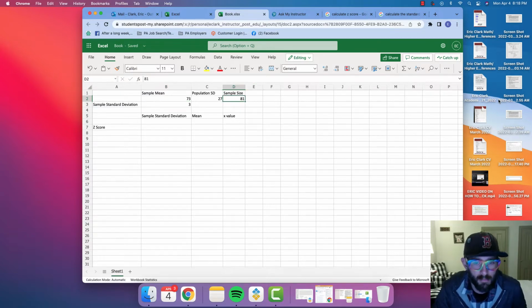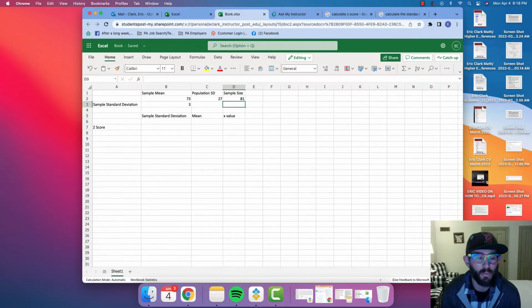Now if we change the sample size to 36, we're going to have a different sample standard deviation. Even if we went to 144, it's going to decrease the standard deviation. And if we did say 400, it's going to get smaller and smaller the larger the sample size is. So in this case, our sample size is 81, and the sample standard deviation is such.